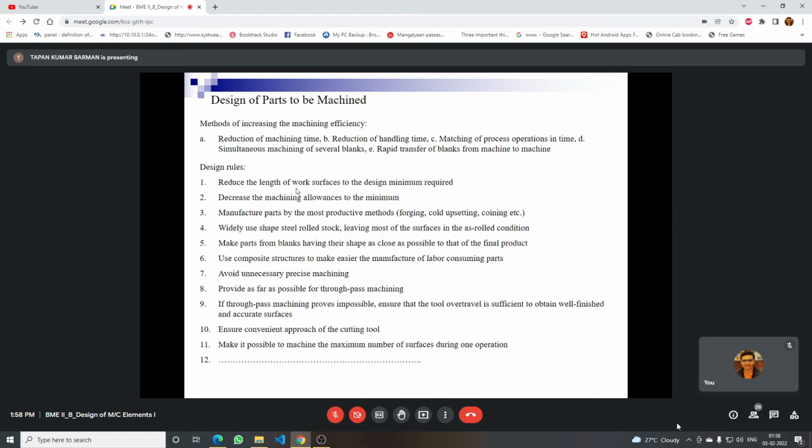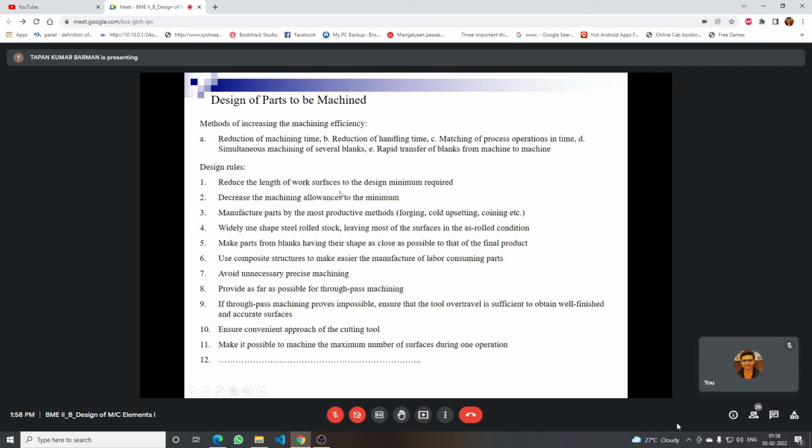so that you can easily make the component with minimum time. Also, the cost is minimum. So you have to reduce the length of the work surface to the design minimum required.